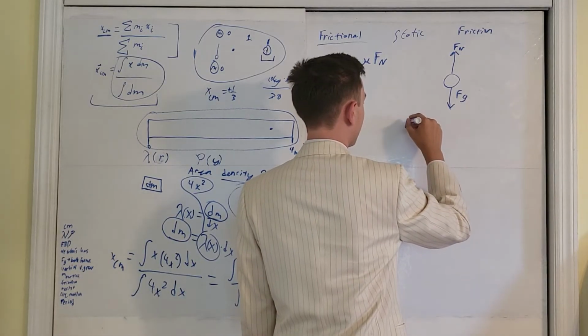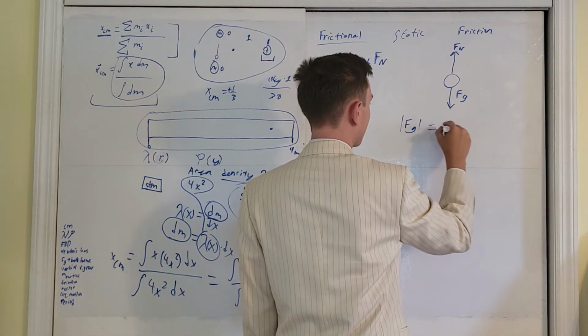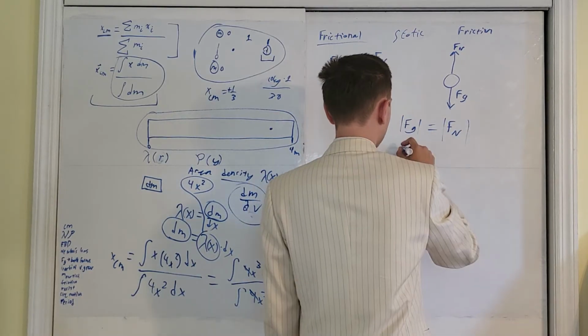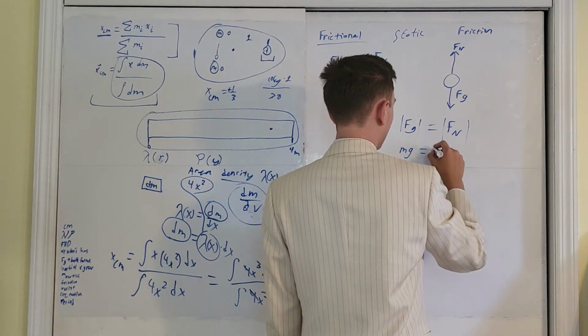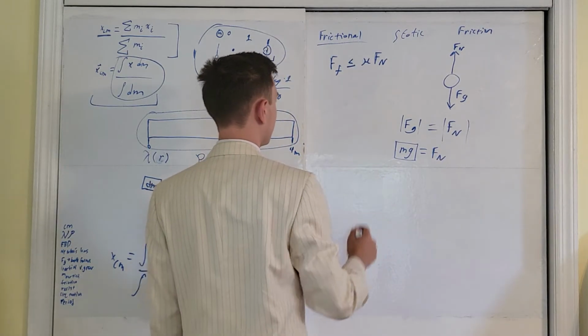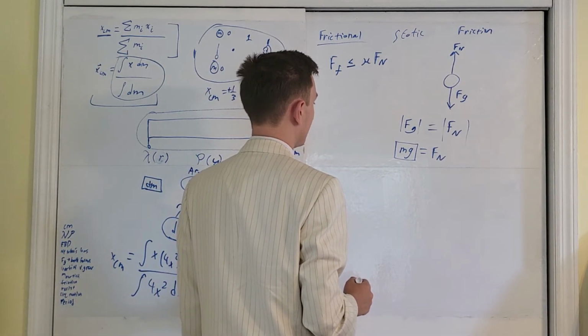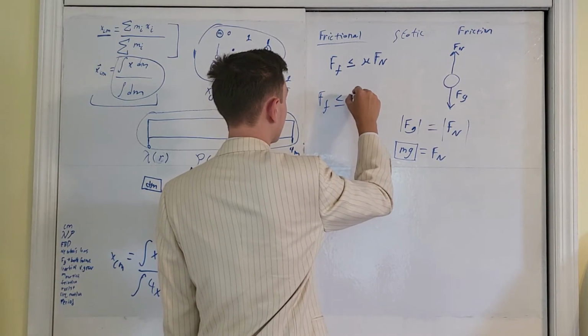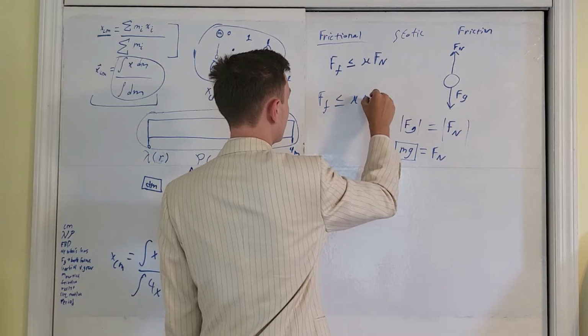So we can say that the magnitude of the force of gravity is equal to the magnitude of the normal force, because their directions are not equal. That means mg equals Fn. Therefore, in this equation, if I am calculating frictional force, it is less than or equal to mu times mg.